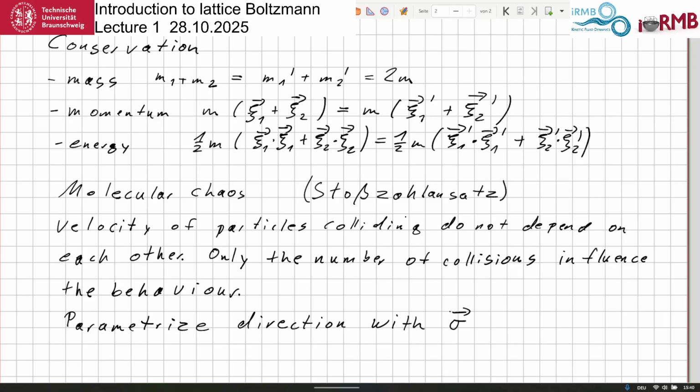Direction with a directional vector. So there is the sigma of length 1. So we only specify that it has length 1, nothing else, yeah? Such that this xi1 dash can be described as xi1 plus xi2.